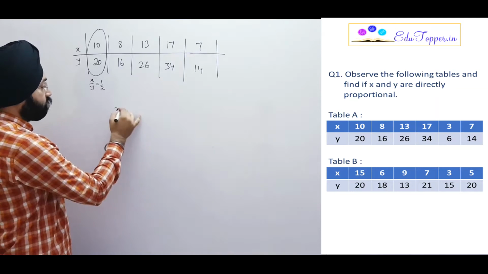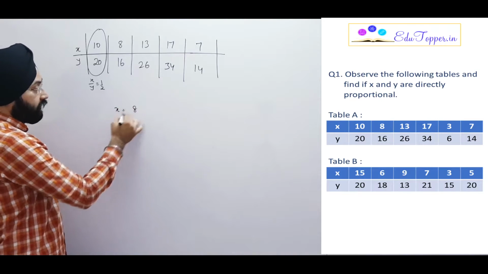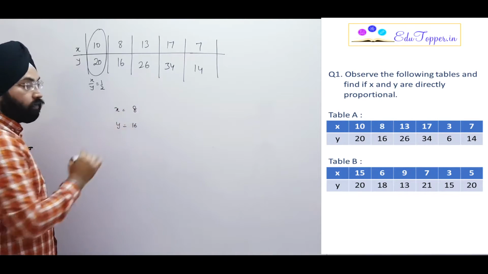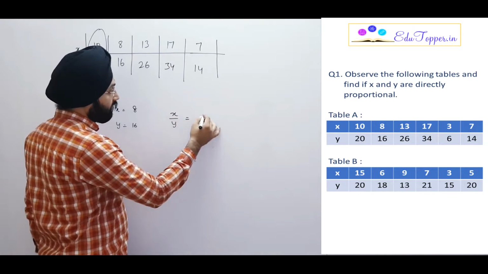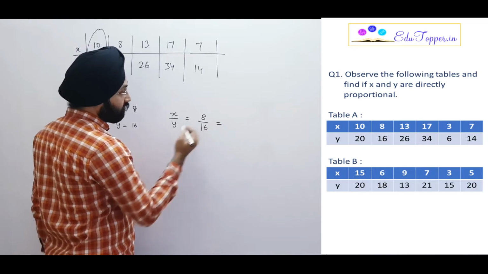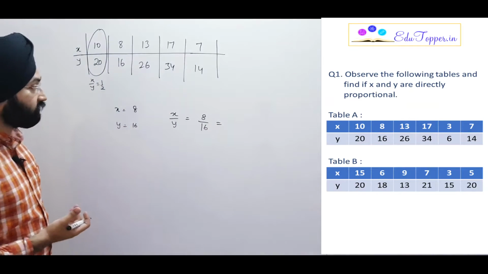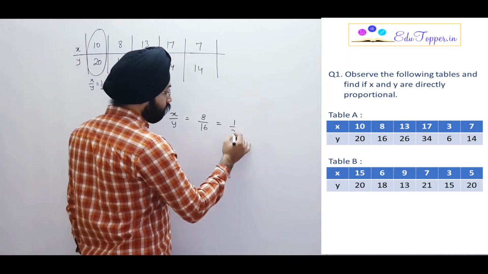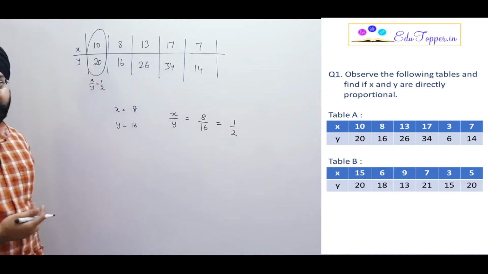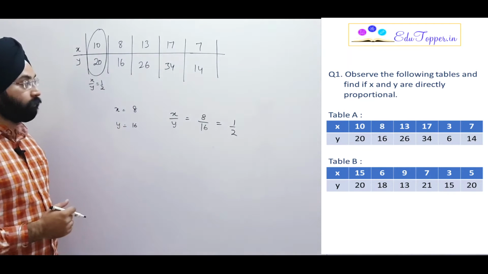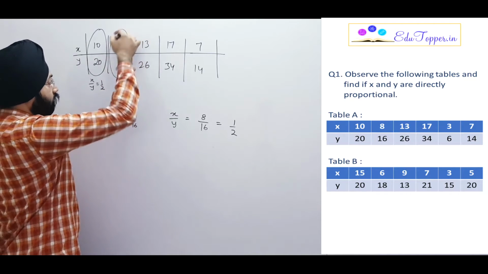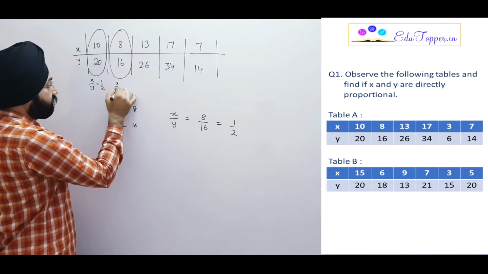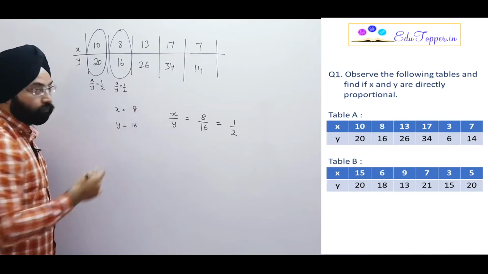When x is equal to 8, y is equal to 16. So what is going to be the value of x over y? x over y will be 8 over 16. That is again 1 by 2. We can simplify 8 by 16 to 1 by 2. So in this case also the value of x by y is 1 by 2.